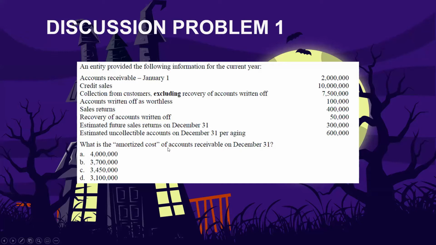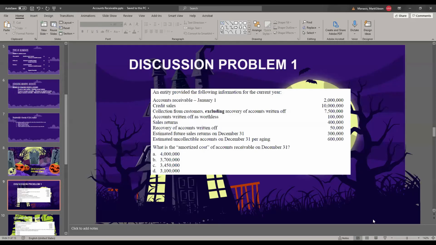So an entity provided the following information for the current year. So you have your accounts receivable beginning for 2 million pesos, credit sales of 10 million, collection from customers excluding recovery of accounts written off, 7.5 million, accounts written off as worthless, 100,000, sales returns of 400,000, recovery of accounts written off for 50,000, estimated future sales returns on December 31 is 300,000 and estimated uncollectible accounts on December 31 per aging is 600,000 pesos. So let's have discussion problem 1.